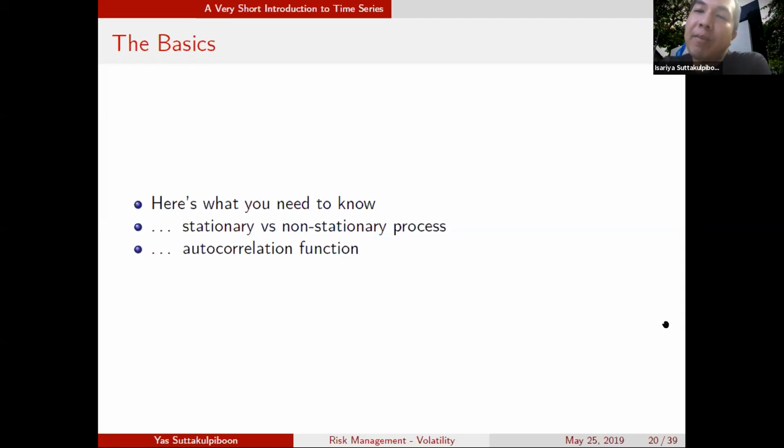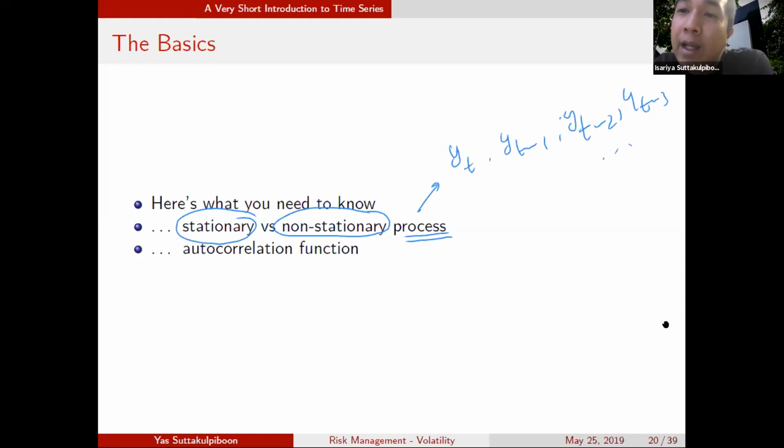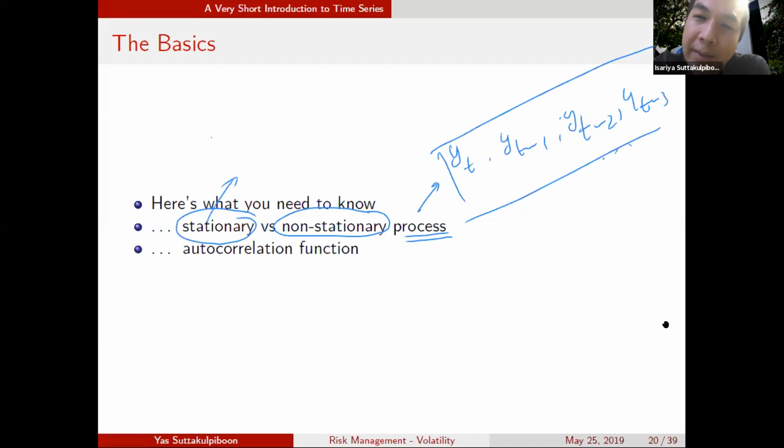So the 2 things I want to talk about is the stationary versus non-stationary process, right? You can think of process as the time series, right? Process is what? Y_t-1, Y_t-2, Y_t-3, so on and so forth, right? This is the time series, or we call it process or stochastic process, something that occurs over time, right? So the time series can be stationary, or non-stationary. What is the time series that is stationary? You can think about this.